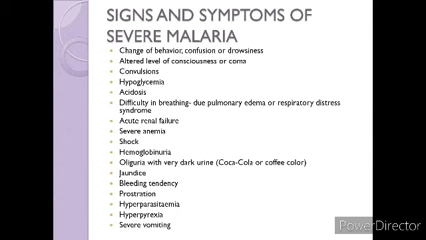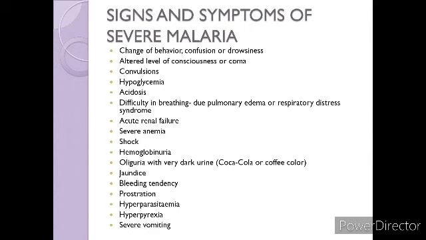This is excessive accumulation of fluids within the lungs. Then we have acute renal failure. This is when there is failure of the kidney to filter wastes from the blood. Severe anemia, that is lack of blood. Shock. This is a life-threatening condition that occurs when the body is not getting enough blood flow. We have hemoglobinuria, which means presence of protein hemoglobin within urine.